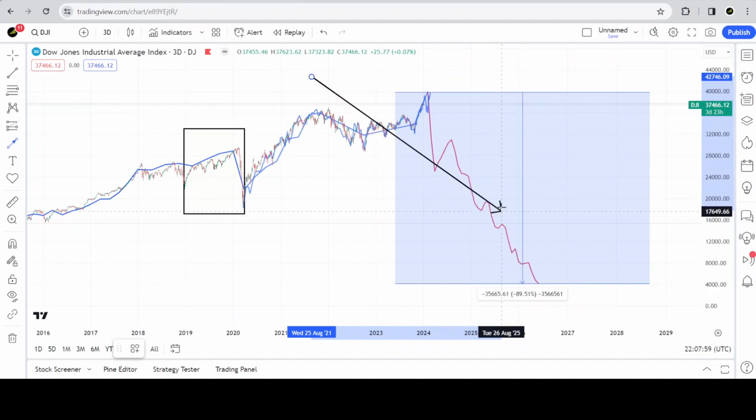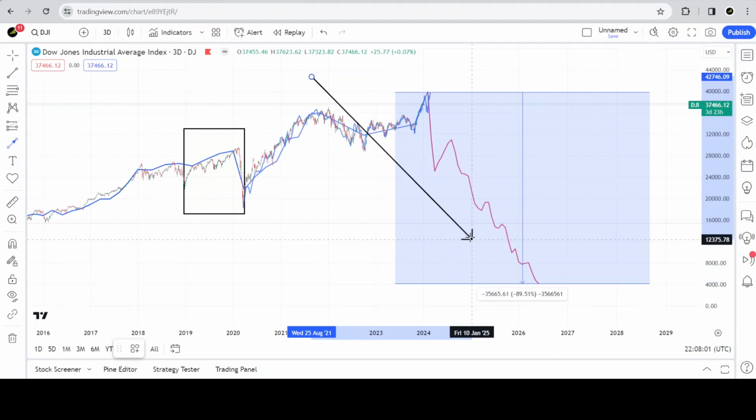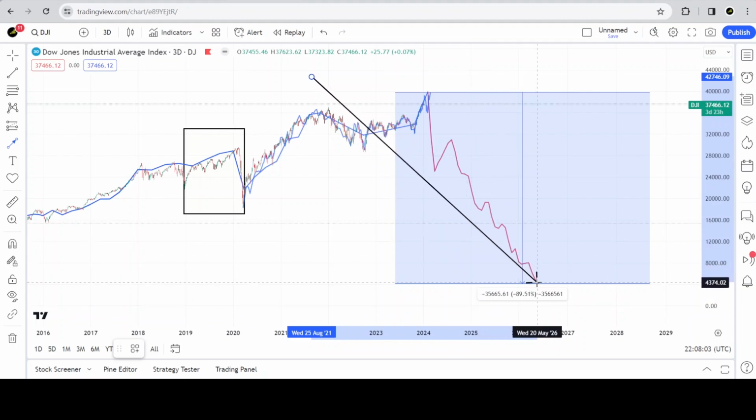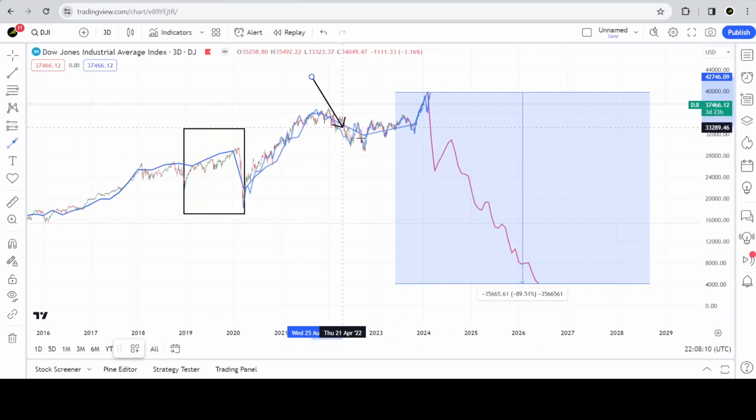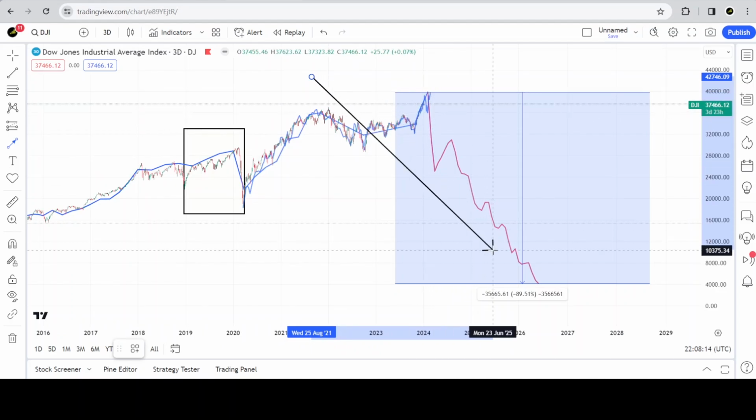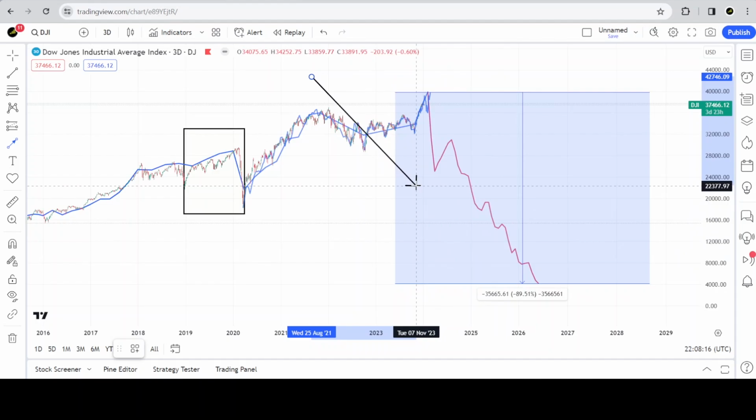Now, it could be less than this. It could be more than this. I don't know. It could take longer to play out than this. It could take shorter to play out than this. I don't know. But what I do know is that we have followed this structure very closely. We are now almost at the peak, and this is what comes next, according to that same structure.